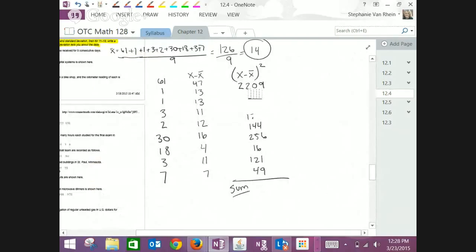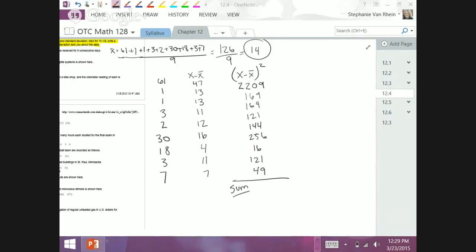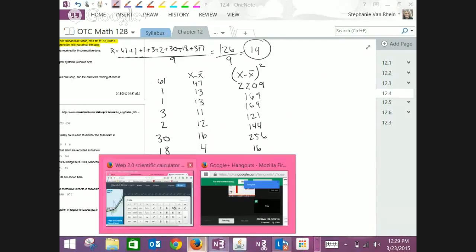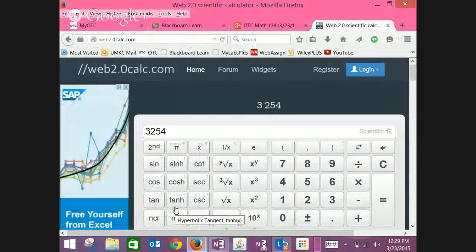So these two are 169. And then you take the sum and you divide it by n minus 1, and that's probably another common mistake here, students will just divide by n. Divide by 8. 3254 divided by 8. It's always n minus 1. For variance, it's always n minus 1.